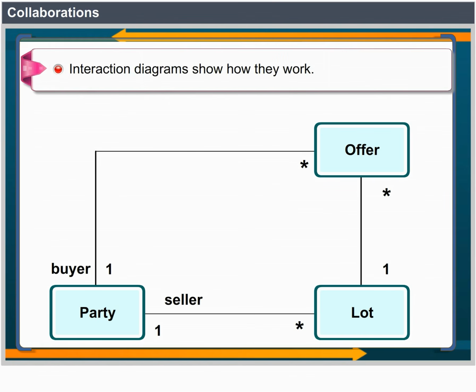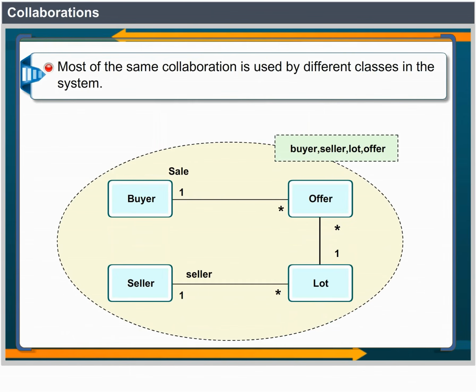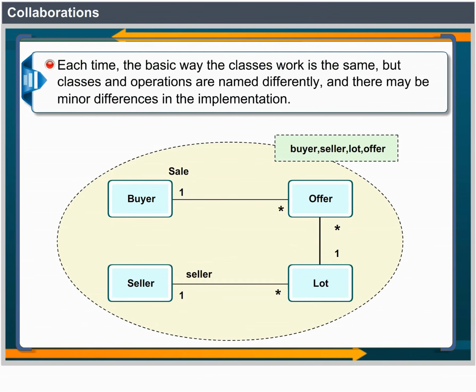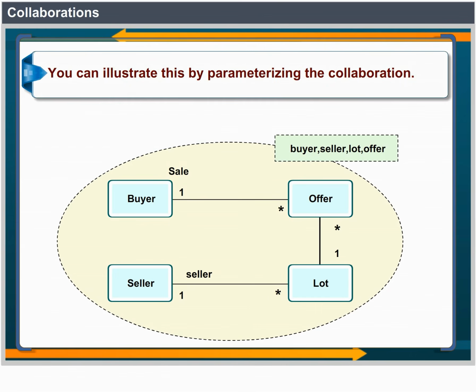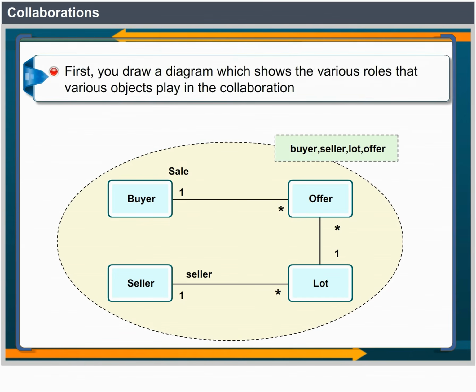Interaction diagrams show how they work. Most of the same collaboration is used by different classes in the system. Each time, the basic way the classes work is the same, but classes and operations are named differently, and there may be minor differences in the implementation. You can illustrate this by parameterizing the collaboration. First, you draw a diagram which shows the various roles that various objects play in the collaboration.